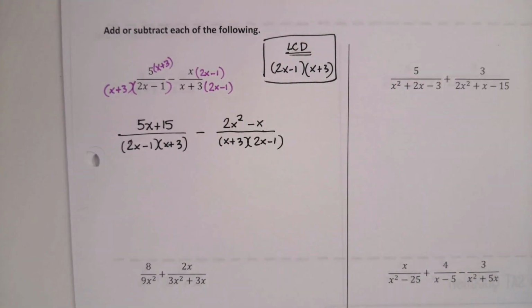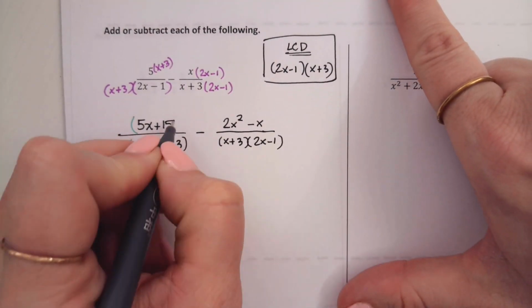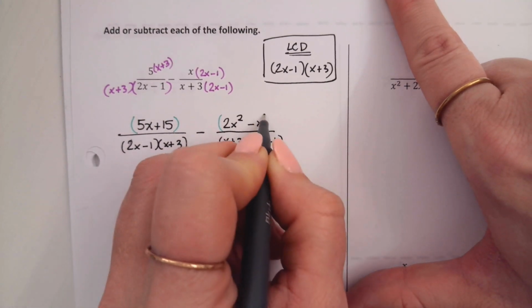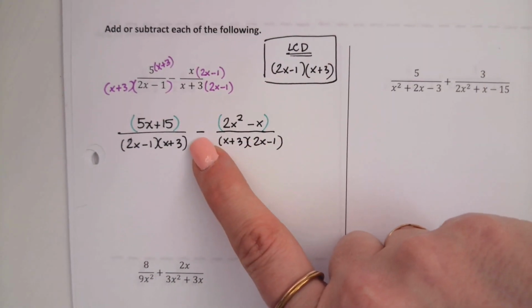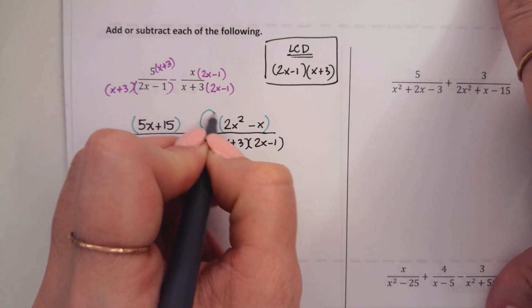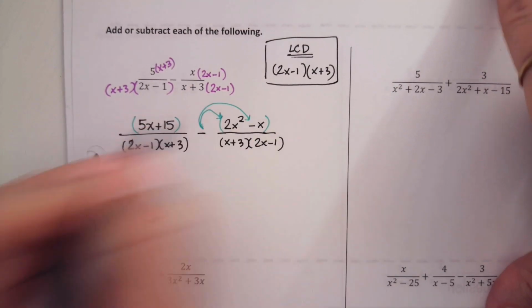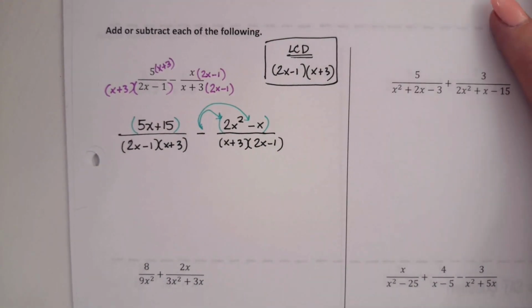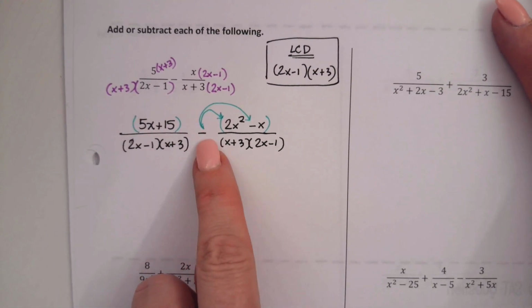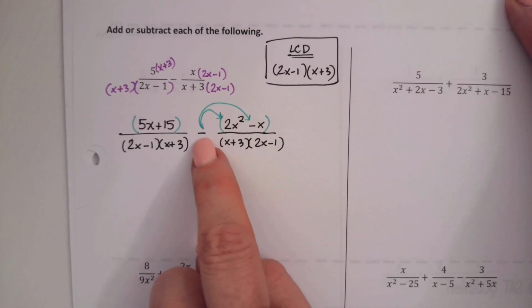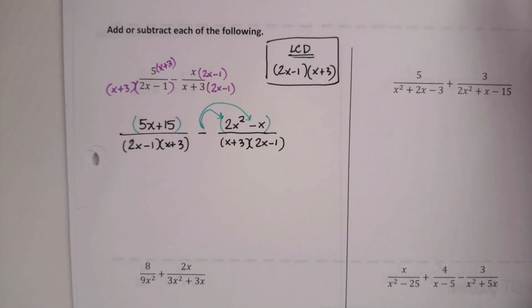Be careful when you subtract the numerators though, because I need to do this whole numerator minus this whole numerator, which means this negative is going to affect both of those. It's kind of like distributing it. So we're going to have a 5x plus 15 minus a 2x squared and minus a negative x, which would turn into a plus x.